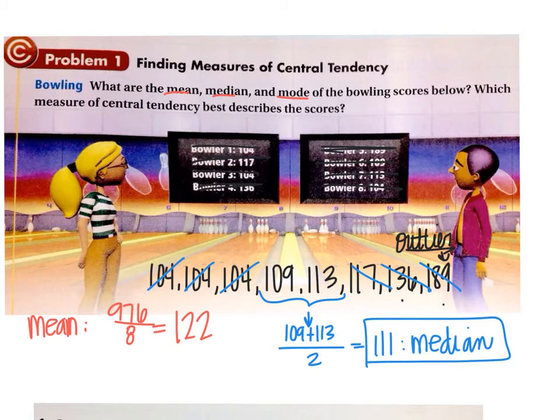And now your mode is the number that shows up the most, and that's obviously going to be 104. Now if they all show up the same amount of times, then there is no mode. You just put no mode. If there's multiple modes, like maybe let's say 109 showed up 3 times too, then you would list all of the modes. Okay? If they all show up 3 times, then list all of them.